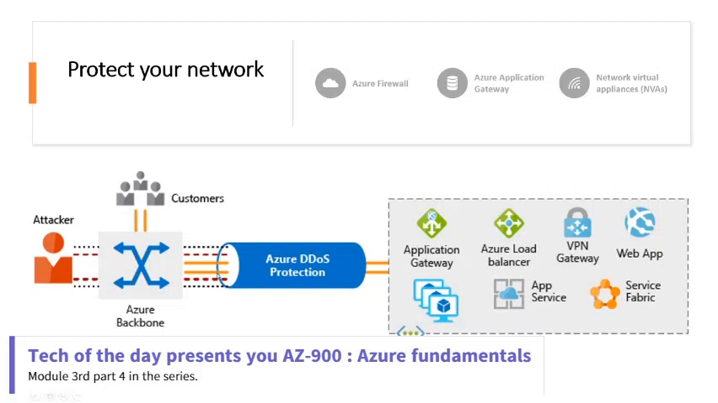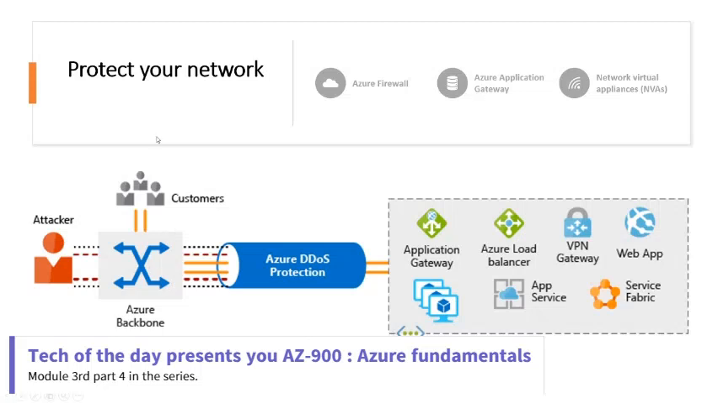So in this diagram, which shows network traffic flowing into Azure from both customers and an attacker, Azure DDoS protection identifies the attacker's attempt to overwhelm the network and blocks further traffic from reaching Azure services. Legitimate traffic from customers still flows into Azure without any interruption of services.